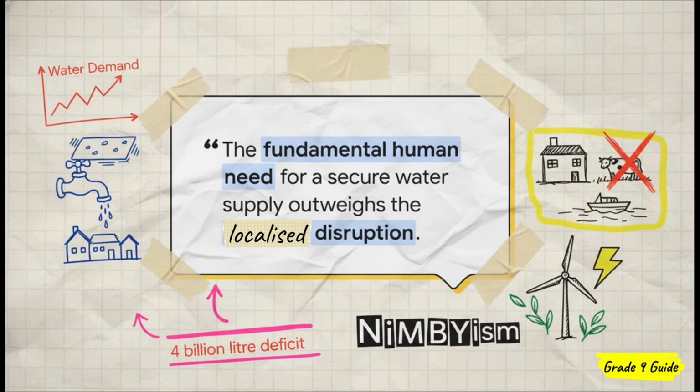And this is where you bring it all home. You acknowledge the really serious local impacts, using that concept of NIMBYism to show the examiner you understand the conflict. But then you have to make a call. You argue that the national need for water for 500,000 homes is the most important factor, landing on a strong, clear judgment just like the one on the slide.